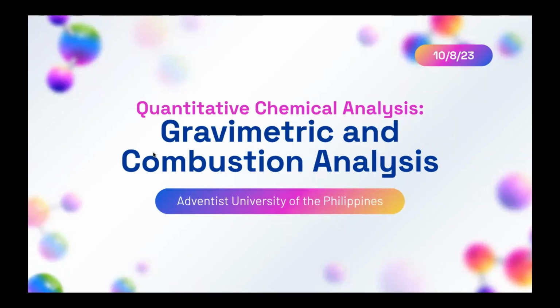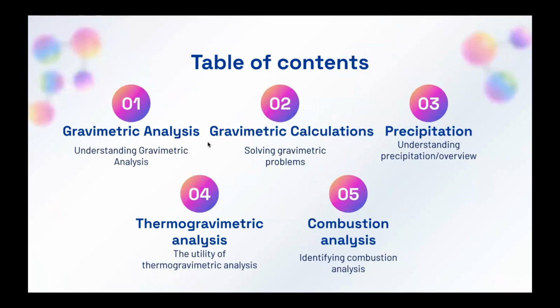So, hello everyone. Today I'm going to talk about quantitative chemical analysis: gravimetric and combustion analysis. So here is my table of contents. First, we'll be talking about gravimetric analysis, of course, and then the calculations of gravimetric analysis, then precipitation, thermogravimetric analysis, and lastly, combustion analysis. So let's jump right ahead.